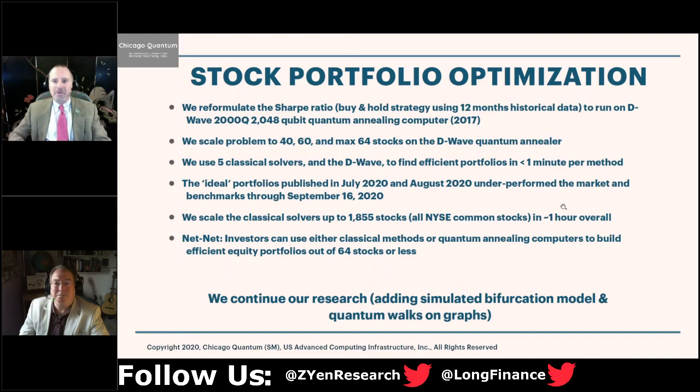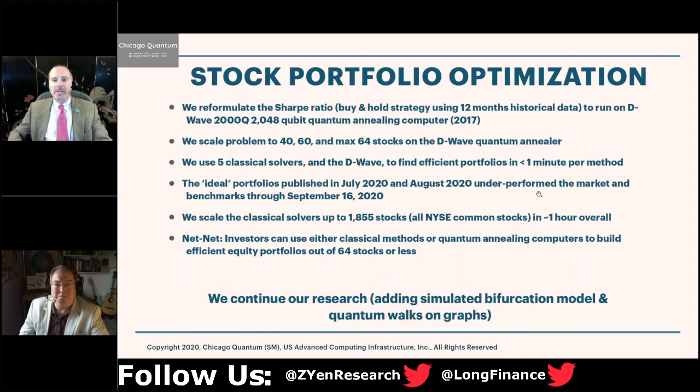Some of you that are quants might understand genetic algorithms, simulated annealers, and Markov chain Monte Carlo analysis. We are now adding a simulated bifurcator to the model as well, which is really advanced and quite fast. So we've scaled to 1,855 stocks classically, 64 stocks with a quantum computer. We have published 2 portfolios and published the results. Today, they've not stood the test of time. They are more short-term, 1 month, maybe a month and a half type of predictive models.